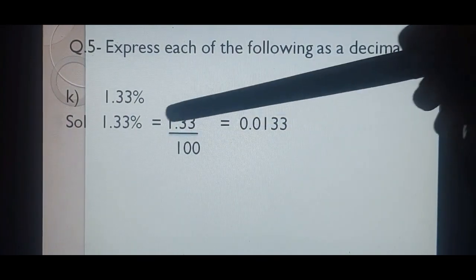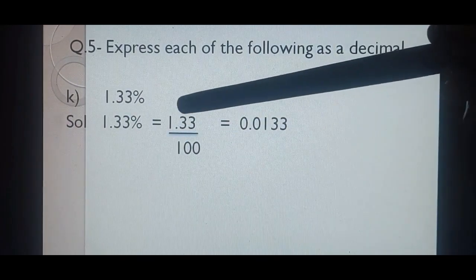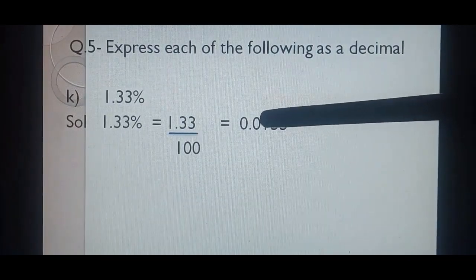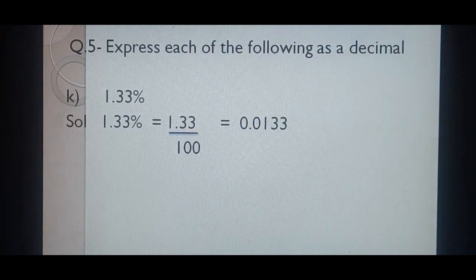Understood? See, after decimal there are 2 digits. Now, when we are shifting decimal, there should be 4 digits. Count this. 1, 2, 3, 4. Yes, correct. Understood? Be careful while you are shifting the decimal. Otherwise, you can convert into form of fraction. You can do division. But shifting with the decimal is very easy.